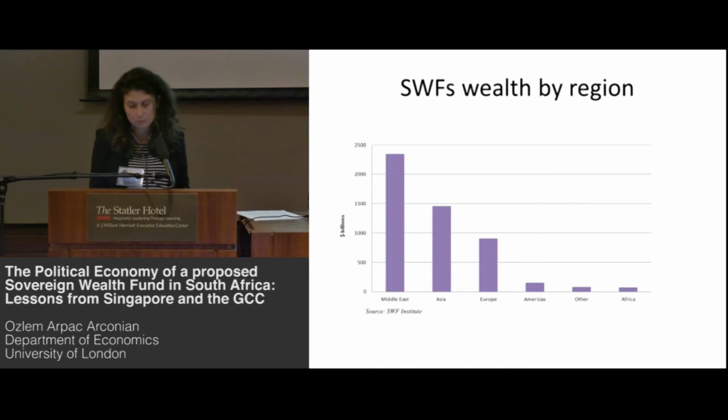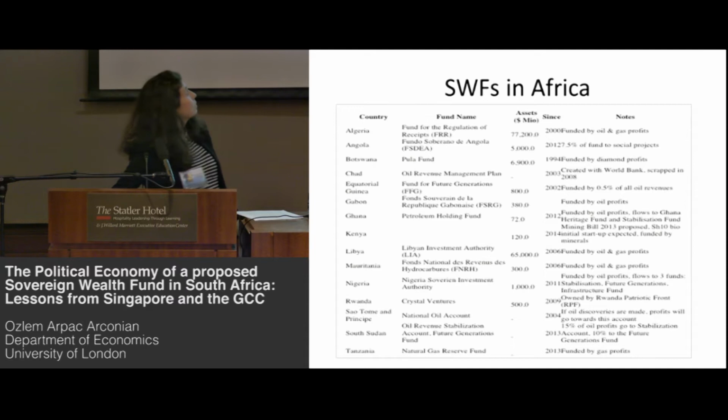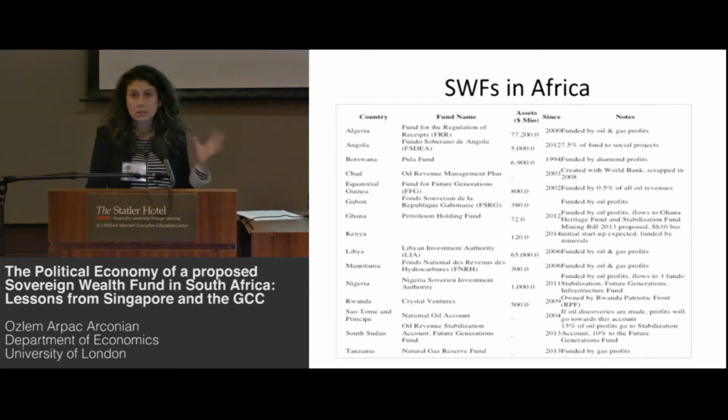This is the table of the current sovereign wealth funds in Africa. There are about 14 of them. The largest ones are in Northern Africa, Libya and Algeria, with $65 billion and $77 billion in total assets. To put them in perspective, the biggest sovereign wealth funds are the Norwegian fund and also the Abu Dhabi Investment Authority, and their assets under management are around $600 billion. But these are the big giant ones.